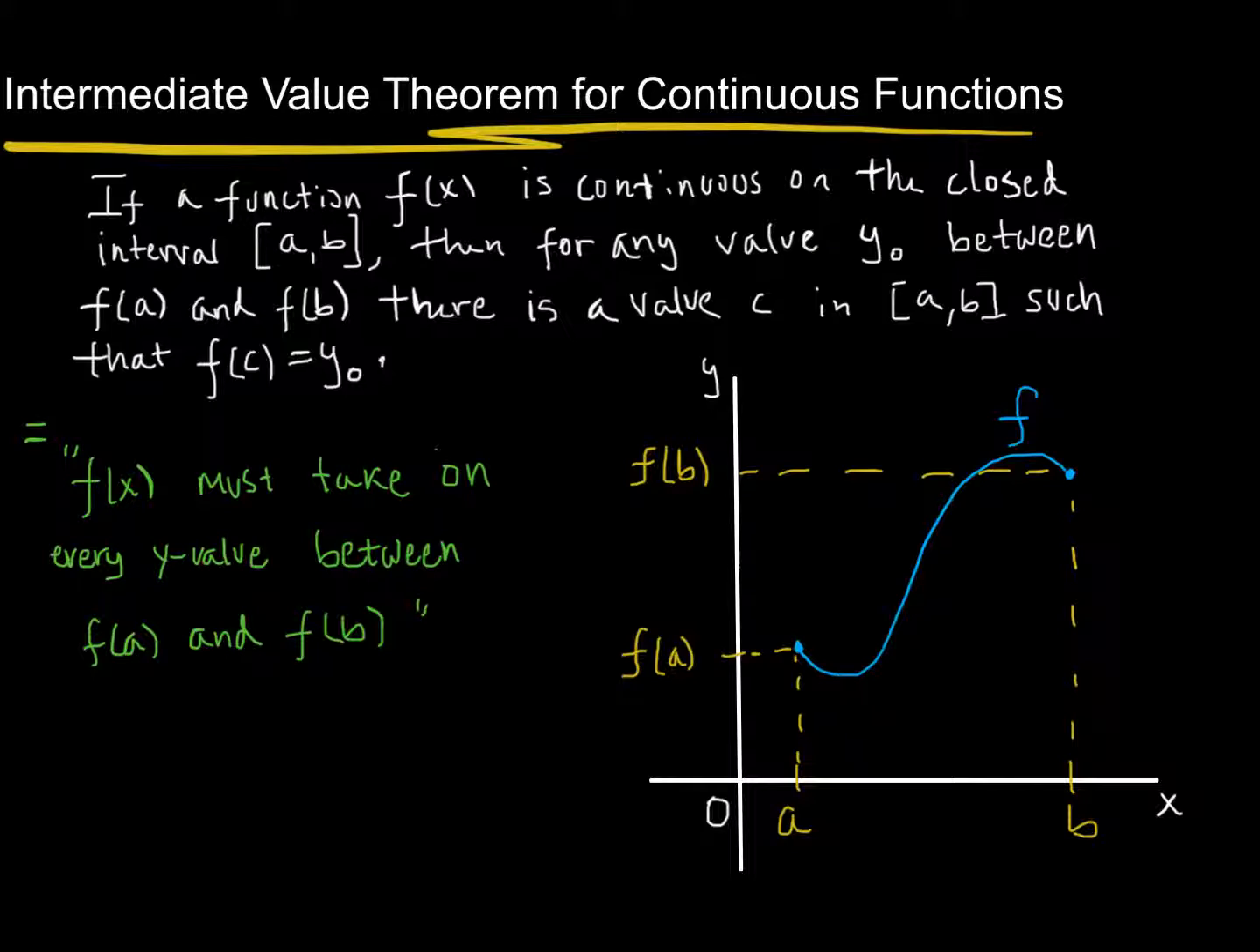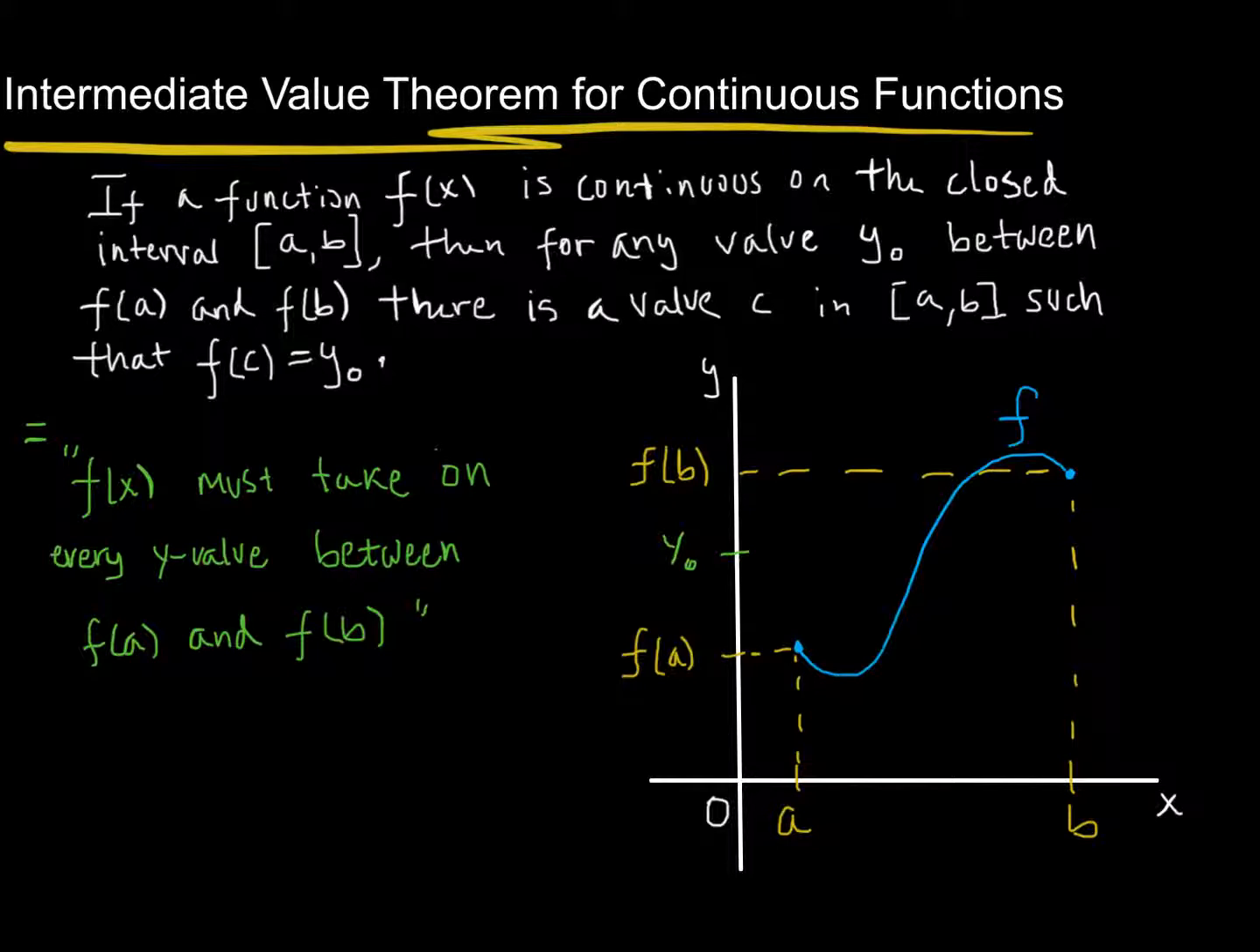So let's draw an example to make this much more clear. So I have a continuous function. It's continuous on the closed interval from a to b, meaning it's defined at a and at b. And what we're saying is that for any value y sub 0 between f of a and f of b, meaning any value you pick between f of a and f of b, so let's just pick one at random. Let's call it y sub 0. For any value that you pick between f of a and f of b, you're going to have some value c that is between a and b, such that if you evaluate the function at that value c, it will get you your y sub 0 value.